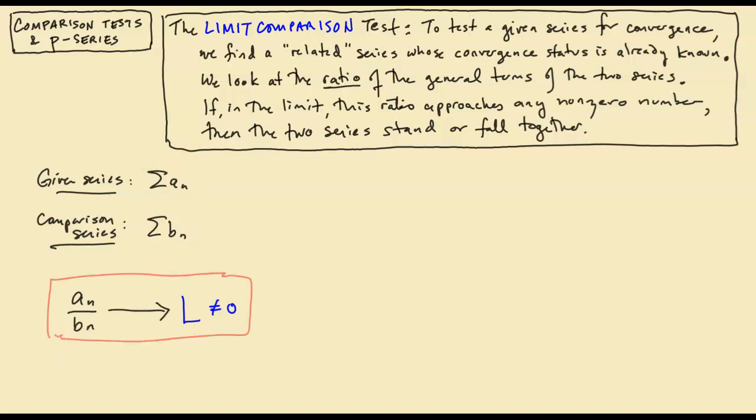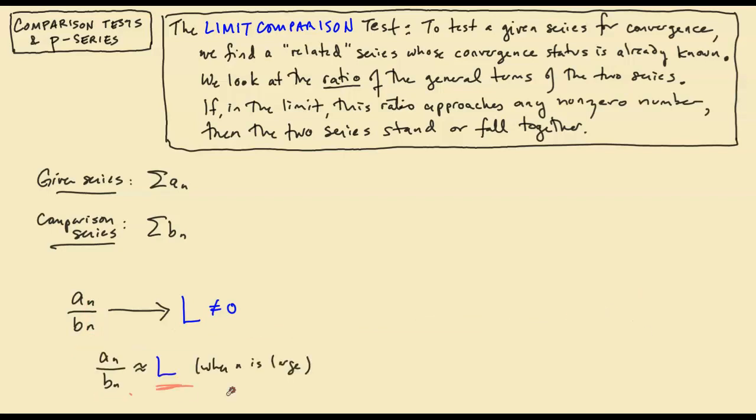Don't just think about it as a process. First I do this, then I do this, then I take this thing, and if such and such happens, I get to write such and such on my test. No, what does it actually mean? If this ratio is approaching L, some non-zero number, that means that for large values of n, as we go deep out into the series, this ratio is approximately L when we are in the tail of the series, or tails of the two series, which matters to us because that's where convergence or divergence is determined.